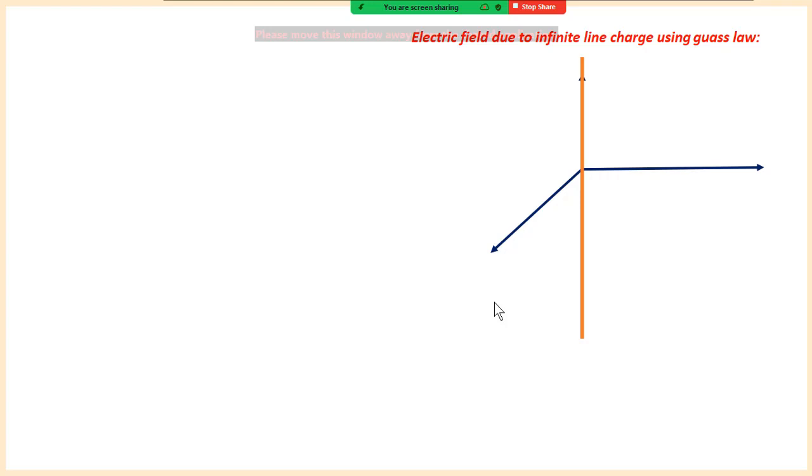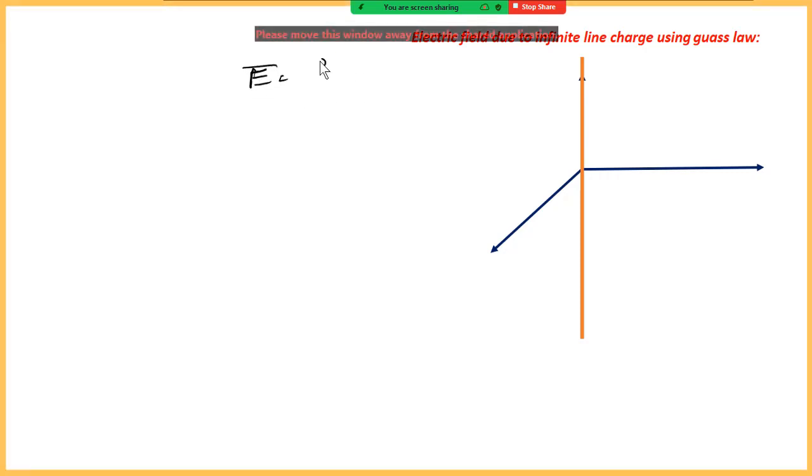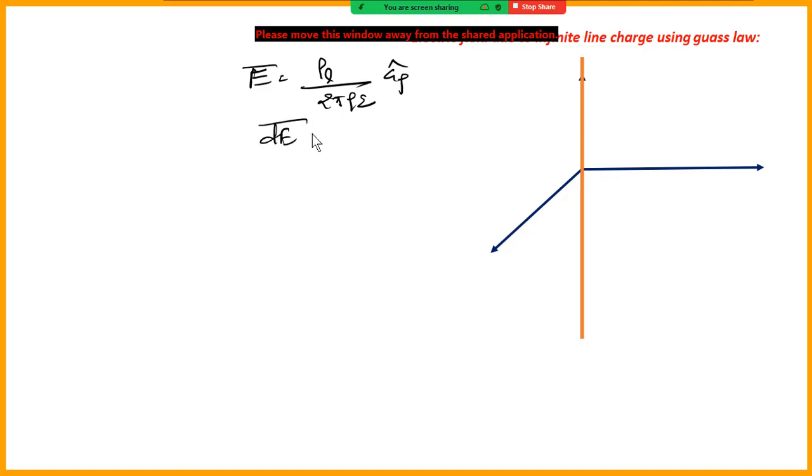Okay. So, electric field due to infinite line charge using Gauss law. Already we have done the electric field calculation for the infinite line charge, and we got electric field equal to rho l by 2 pi rho epsilon a rho cap. This is what we got. But to get this, we followed Coulomb's law approach only. We took a differential charge, got the differential electric field, and integrated that.